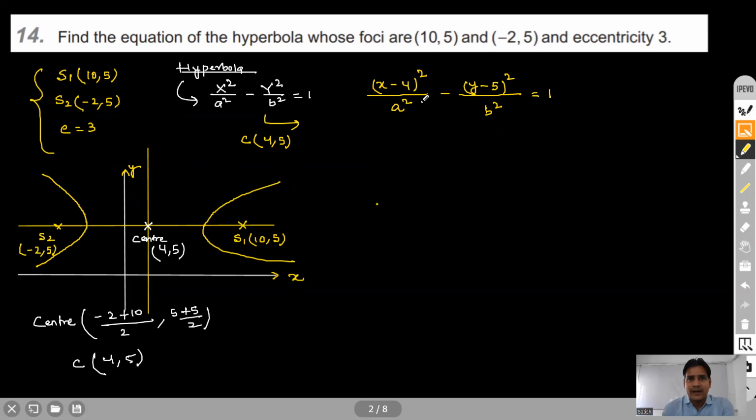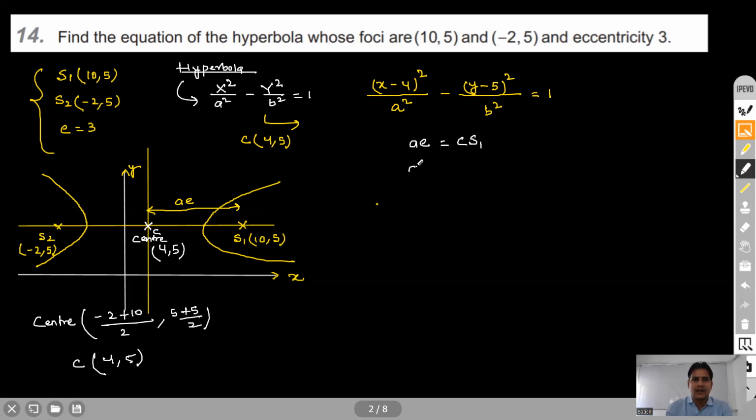Now, how to find the value of a squared and b squared, right? This is the next task. So if you see this distance, the distance between the center and the focus, for our standard hyperbola, this distance used to be ae, right? This distance used to be ae. So we can say this ae is equal to what? Let me call it CS1. This ae must be equal to CS1.